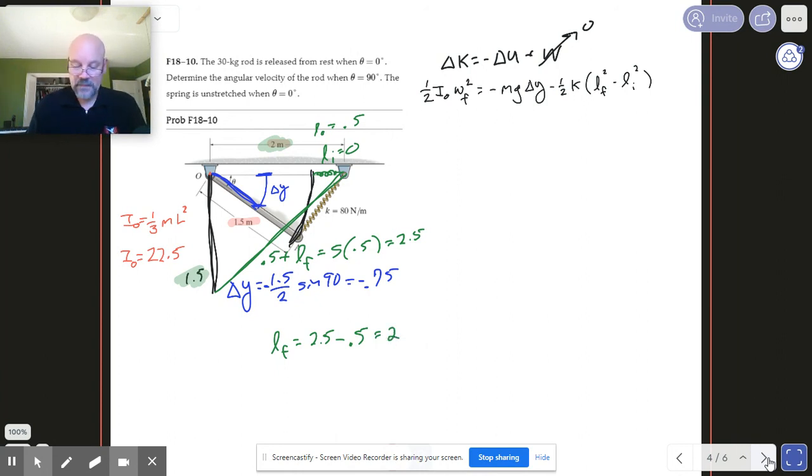Okay. All right. So let's plug in some numbers here. Get back to our regularly scheduled equation. Our mass was 30, 9.81. This was minus 0.75, minus a half. The spring constant is 80. LF we found to be 2. The initial is 0, just like that.